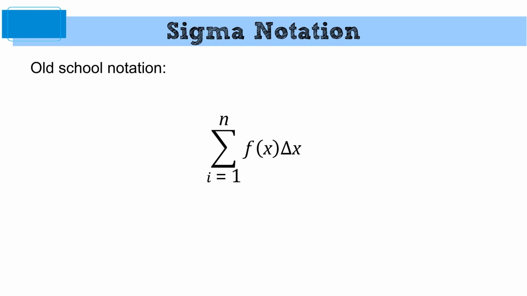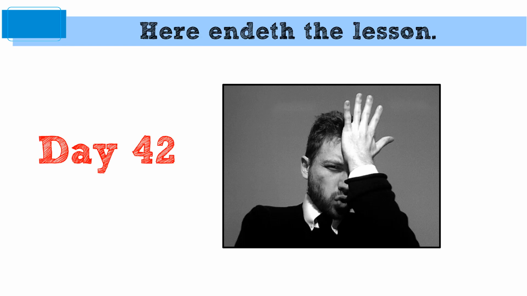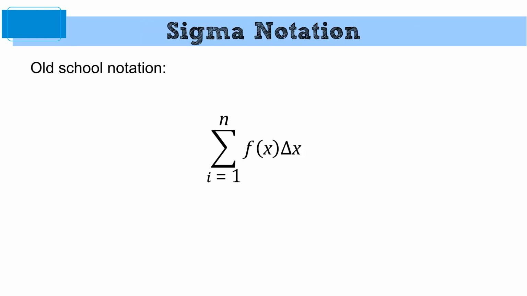So I just wanted to go over this quickly. We're not going to do a lot with it, but what does this mean? That's basically the way that Riemann wrote out his idea of Riemann sums. This means take the width of the rectangle, which is delta x, multiply it by the height of the rectangle, which is f of x, and then add up all those rectangles. So the sigma means add them up. You add up the rectangles from the first rectangle, i equals 1, up to n rectangles.